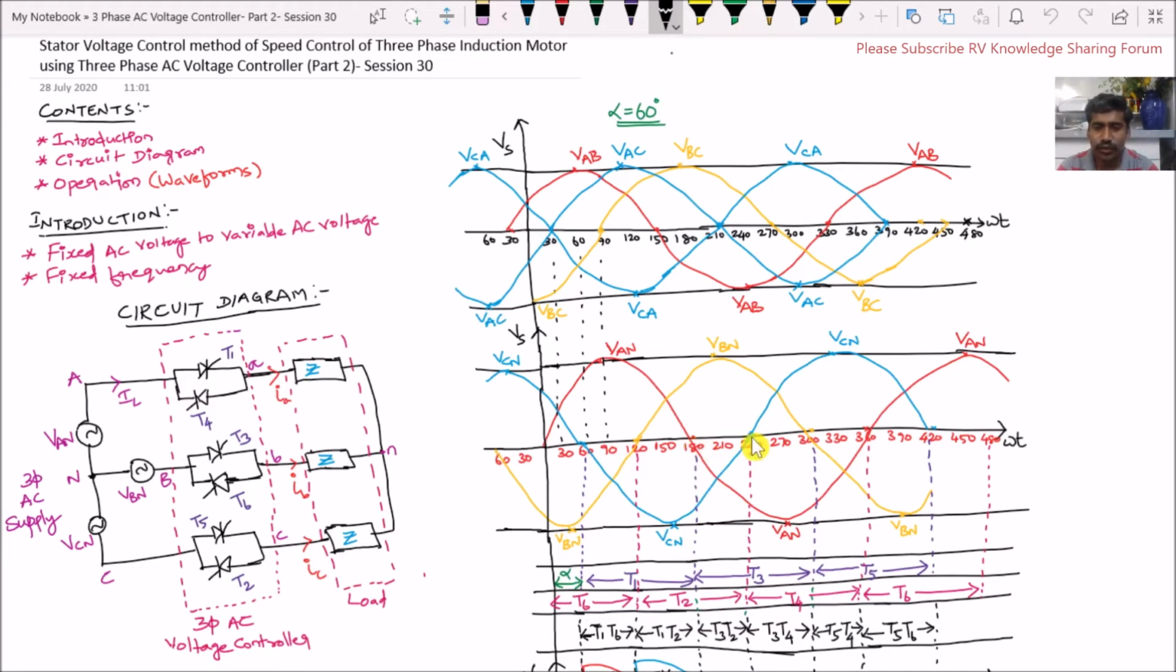Therefore, at an angle of 240 degrees, the thyristor T4, which is connected to the negative half cycle of VAN, comes into conduction. From 240 plus 120, because each thyristor has to conduct for a period of 120 degrees, becomes 360 degrees. Therefore, thyristor T4 conducts from 240 degrees to 360 degrees. So this is how the thyristors are triggered.